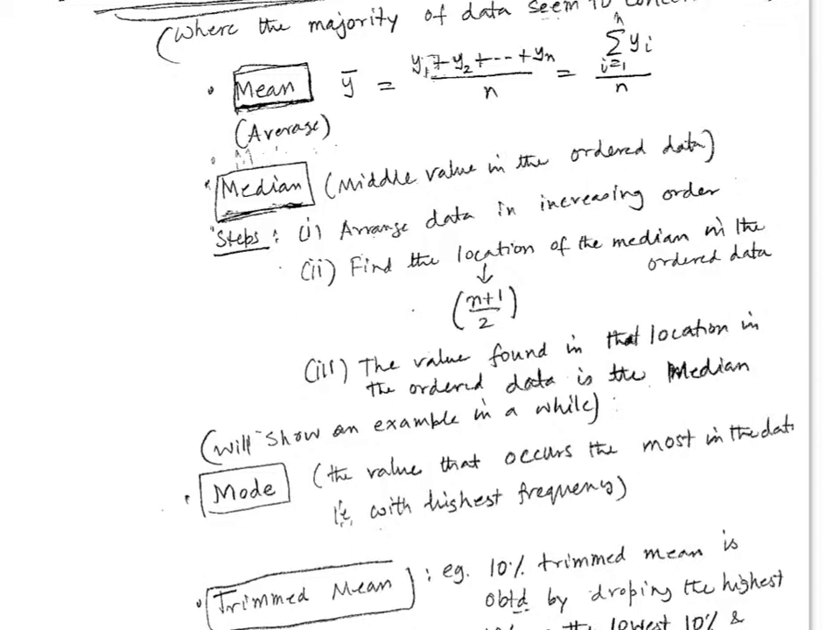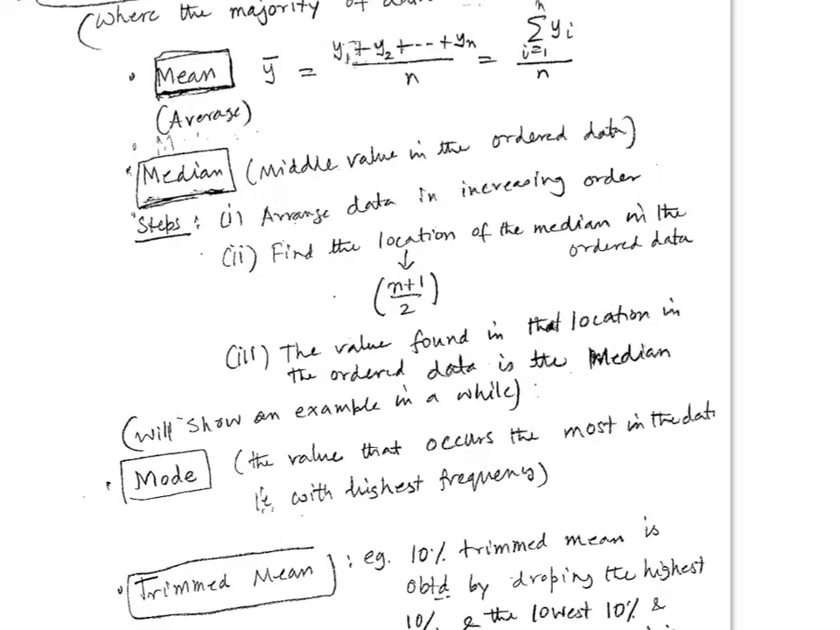Median is called the middle value, and remember, to calculate median you have to do all three things. Number 1, arrange the data in increasing order. Number 2, find the location. Remember, location is (n plus 1) over 2 is the formula. And location is not median. Number 3, you find the value in that location in the ordered data. Now if you don't do all these three things, you are not going to find the median. We'll show you an example in a while.